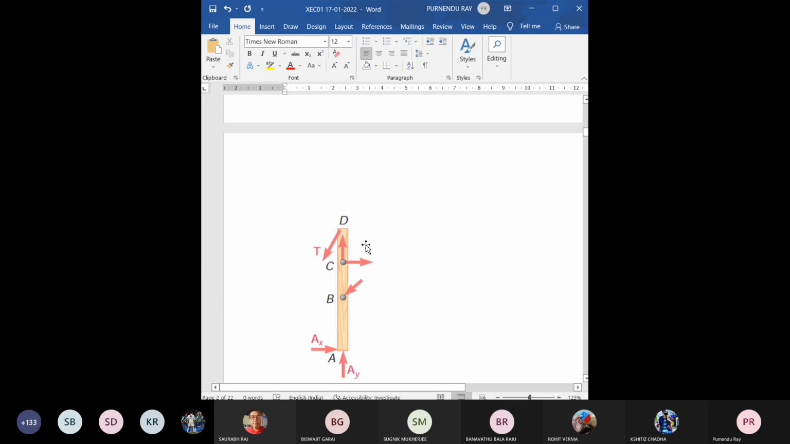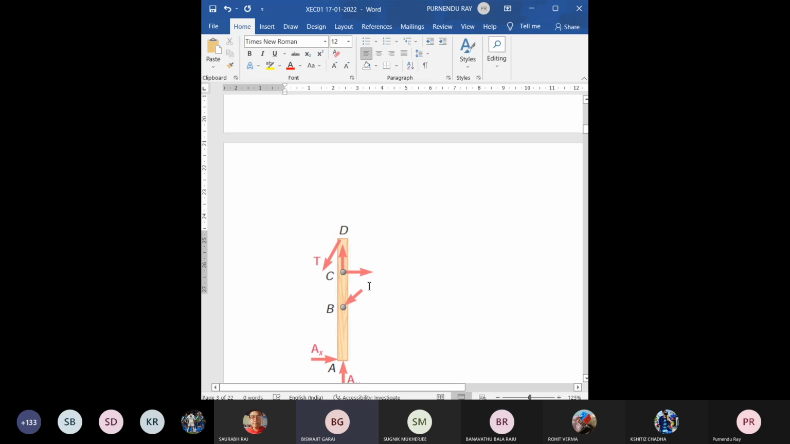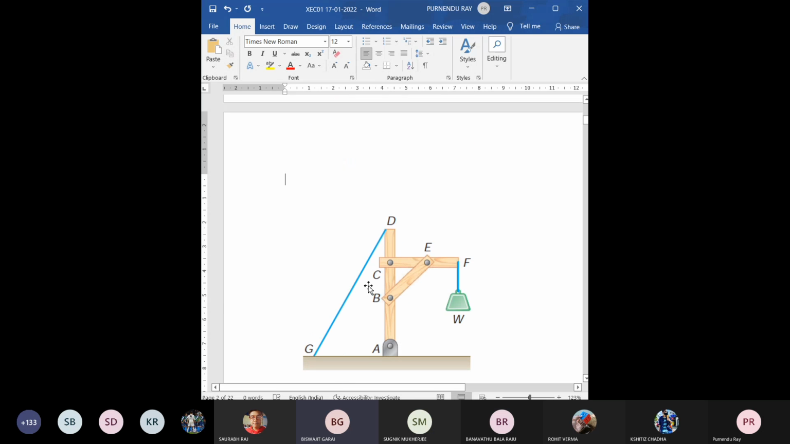Now, this is the free body diagram of the vertical post AD. Sir, the rope supplies the tension. Then, sir, which part of this diagram supplies AX? May we say from the start of the calculation that this part is supplying AX?